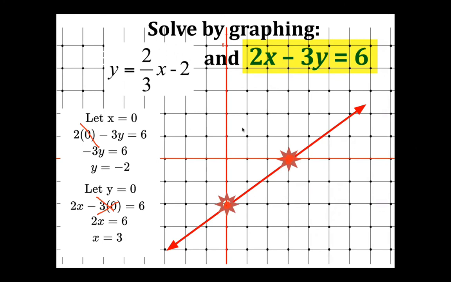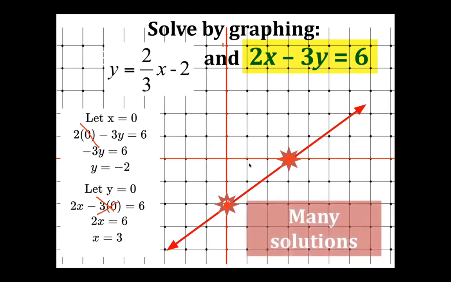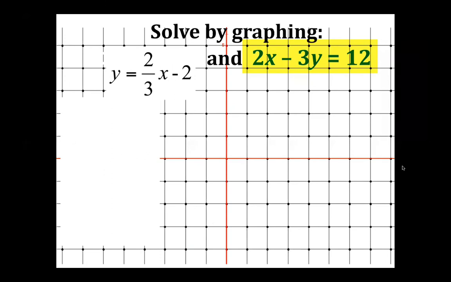So when you have a line that is the exact same as the other line, this actually represents a system of equations that has many solutions. So of course, since they are the same equation, if you plug in any point that lies on the line, it would be a solution of both of the equations. So there are many solutions in this instance. Let's take a look at this next example.